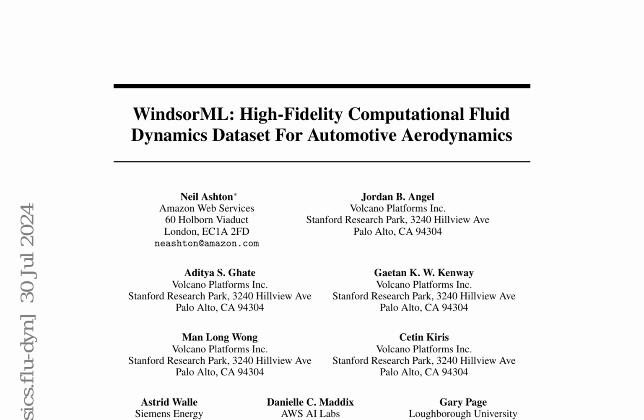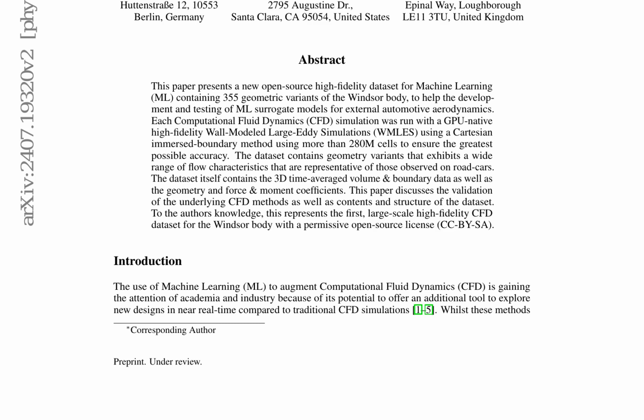Consisting of 355 geometric variants of the Windsor body, each with unique flow characteristics representative of those observed on road cars, WindsorML provides a comprehensive tool for advancing ML surrogate models in automotive aerodynamics. Each variant underwent GPU-native high-fidelity wall-modeled large eddy simulations, WMLES, using a Cartesian immersed boundary method, with over 280 million cells employed to ensure maximum accuracy.